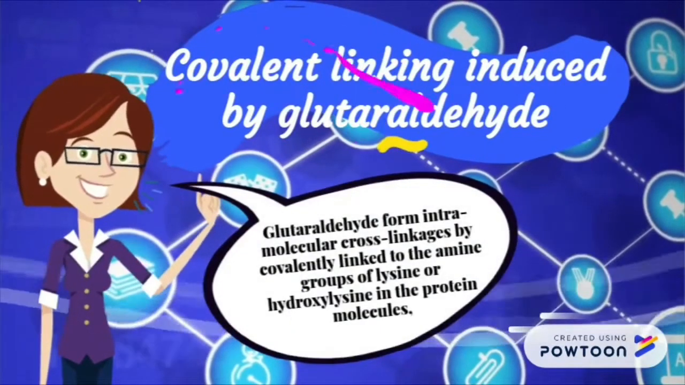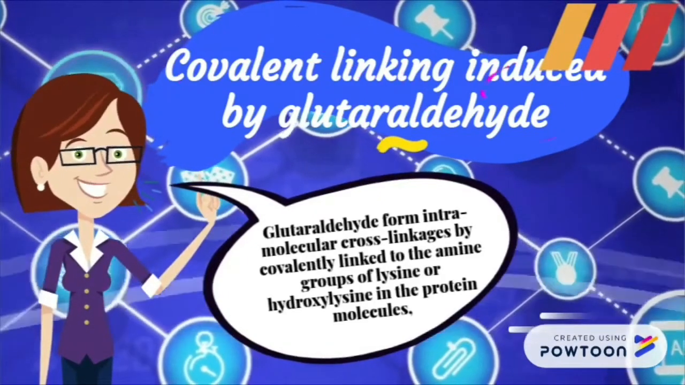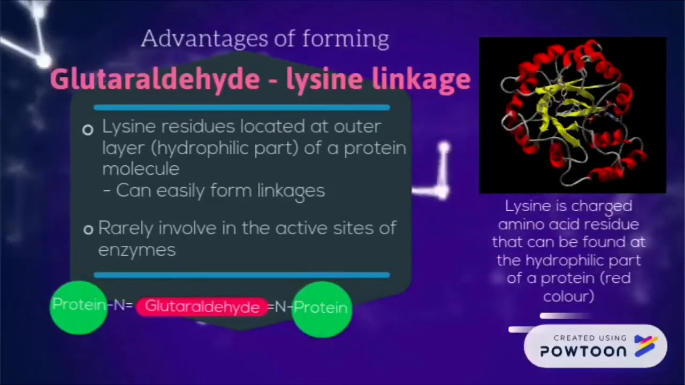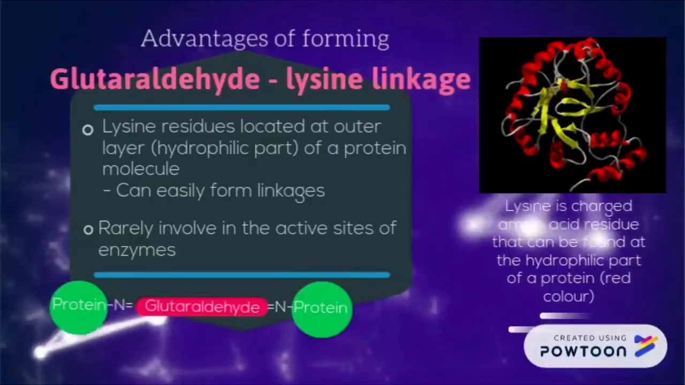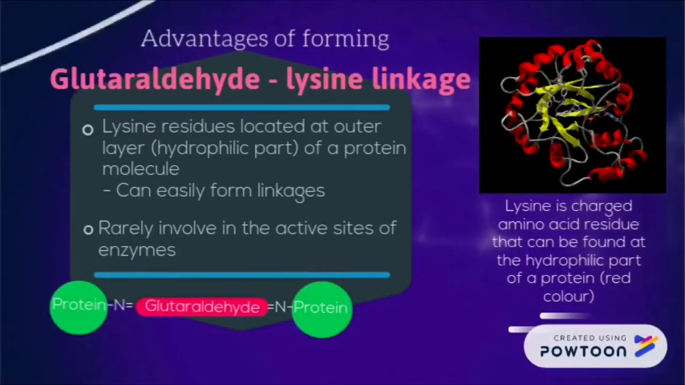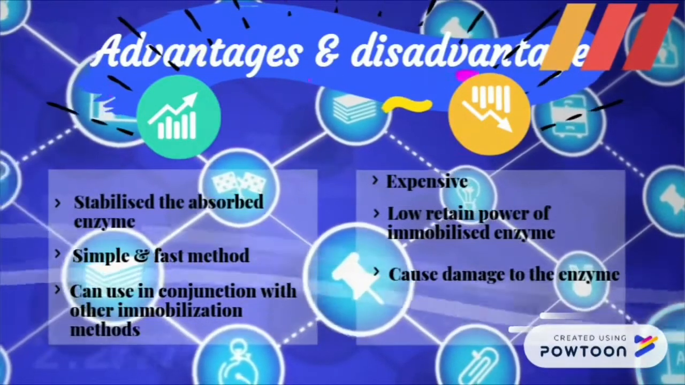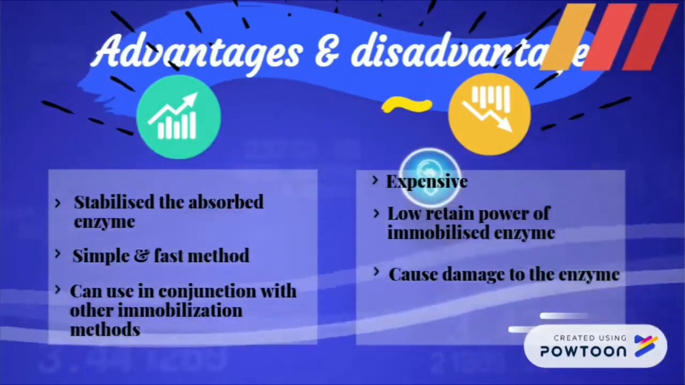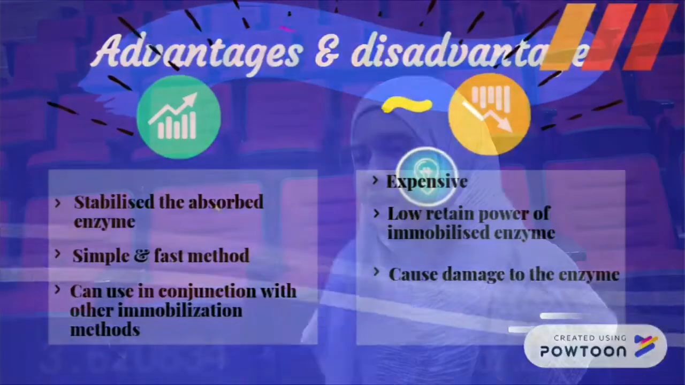Glutaraldehyde forms intermolecular cross-linkages by covalently linking to the amine groups of lysine or hydroxylysine in the protein molecules. The advantage of forming linkages with lysine is that lysine residues are located at the outer layer, the hydrophilic part, of a protein molecule. Thus they can easily form linkages and are rarely involved in the active sites of enzymes. Advantages of this method are that it stabilizes the adsorbed enzyme, is a simple and fast method, and can be used in conjunction with other immobilization methods. The disadvantages are that it is expensive, has low retention power, and can damage the enzyme.